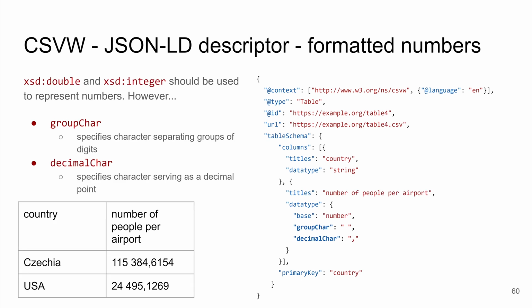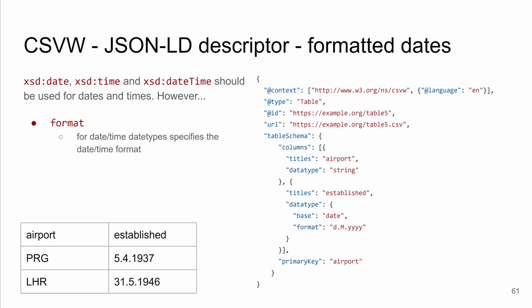There is support for various formatting of numbers. Again, you should use the XMLSchema data types if you want your data to be interoperable. But if you use something else or you find a CSV file using something else, you can specify the group character and the decimal character for the numbers, as you can see in this example. Here we have the group character, which is a space, separating the thousands from the lower order numbers, and a decimal character is a comma, which normally is invalid, but you can specify that this is how it is in your CSV file.